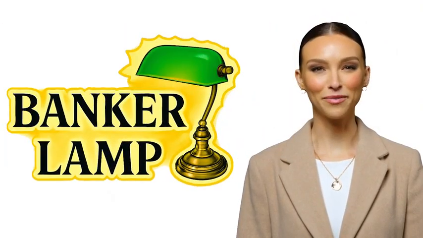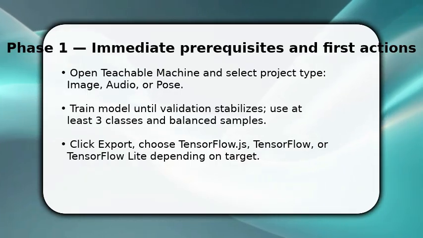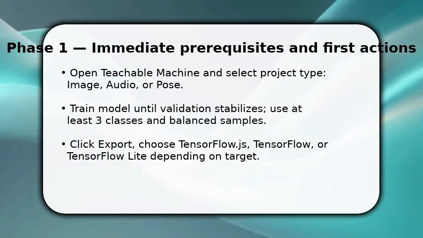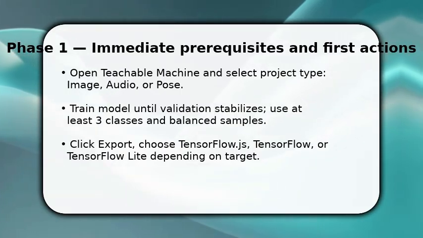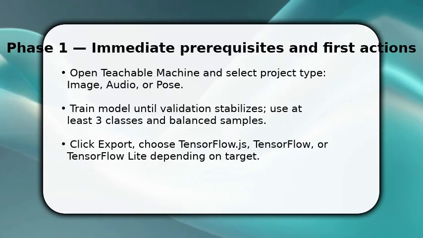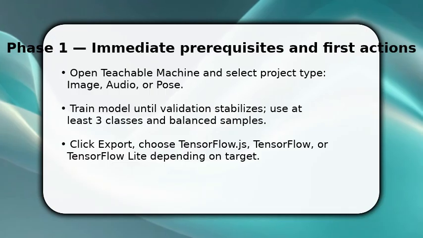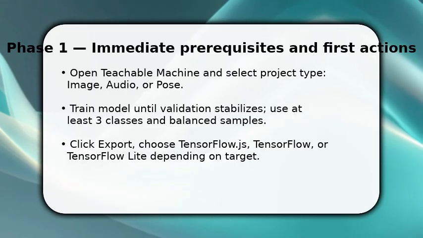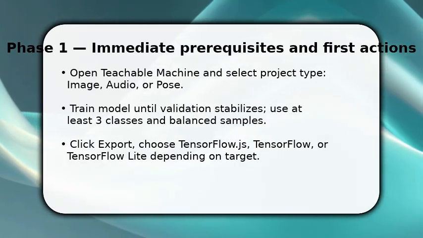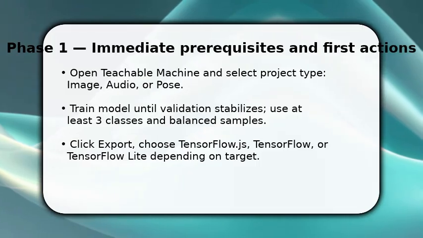Please enjoy the video. You begin by confirming prerequisites: a trained Teachable Machine project, stable validation, and target platform decided. Click Export Now, choose TensorFlow.js for web, TensorFlow saved model for Python servers, or TF-Lite for mobile. You do this because each format fits different runtimes and performance constraints. Once chosen, set options like quantization for size versus accuracy trade-offs.